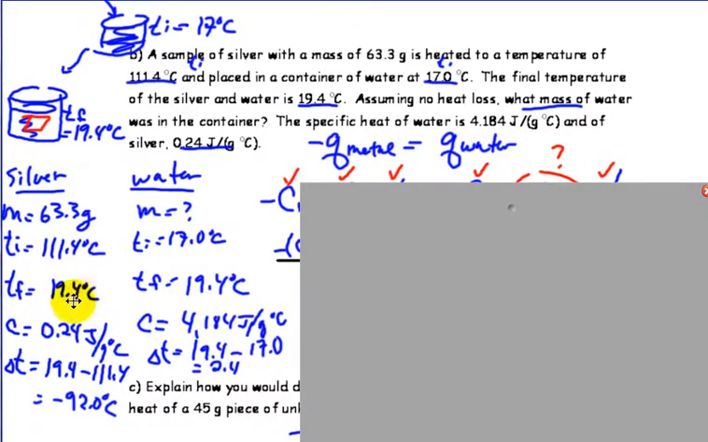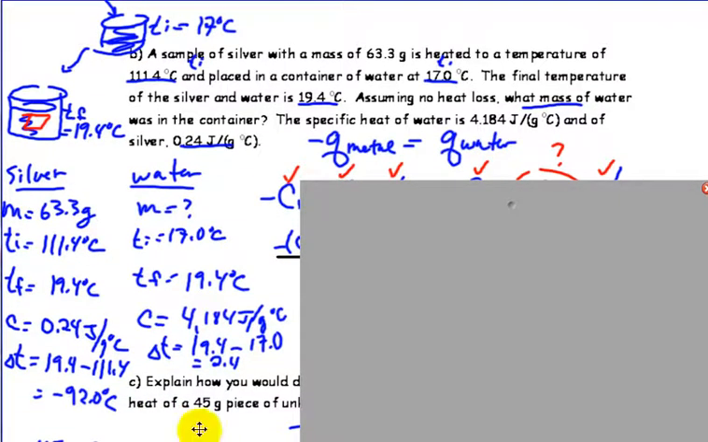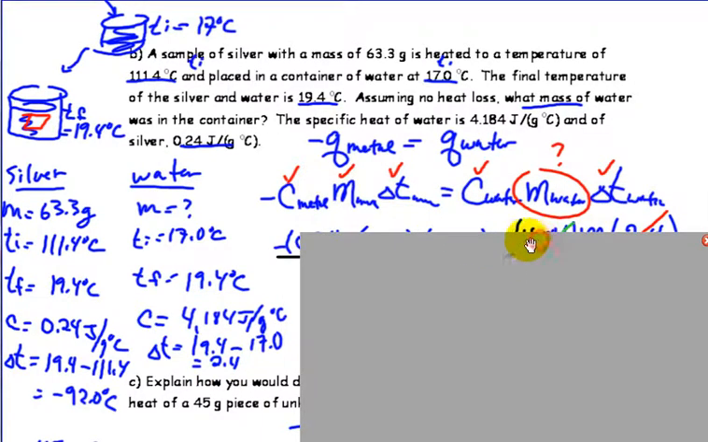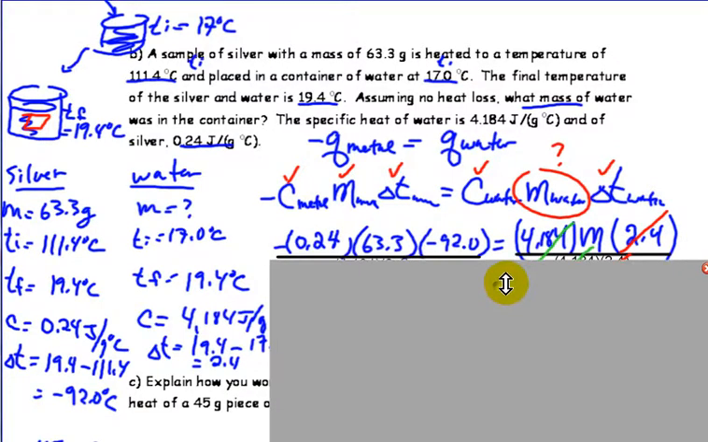The temperature change, 19.4 minus 111.4, we get negative 92, which is fine because we are losing heat with the silver, so that makes sense. And 19.4 minus 17, 2.4 is the temperature change for water. So using the idea that Q metal equals Q water, when I take the negative, heat lost equals heat gained, cmΔT equals cmΔT for metal compared to water. You can see this is our unknown here, and we've determined everything else here.